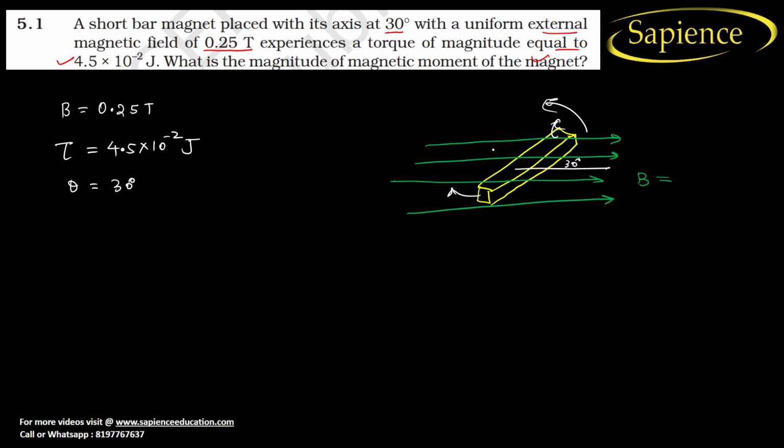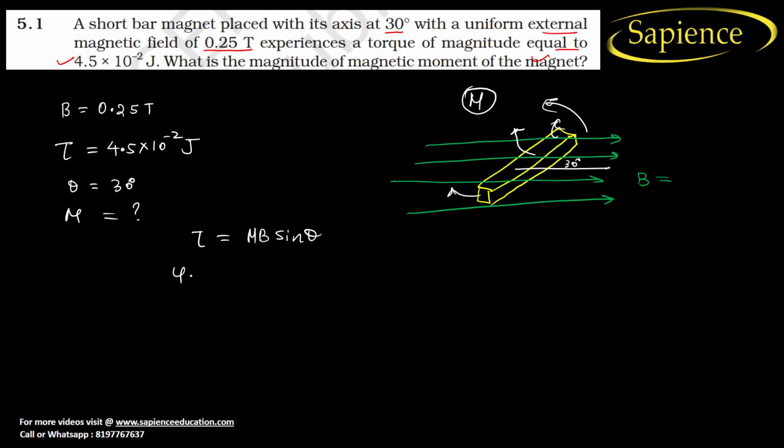What do we need to find? We need to find the magnetic moment of the magnet. Every magnet has a magnetic moment, right? So what is the magnetic moment of this magnet? We need to find this. So the basic formula we should use is torque equal to magnetic moment into B sine theta.